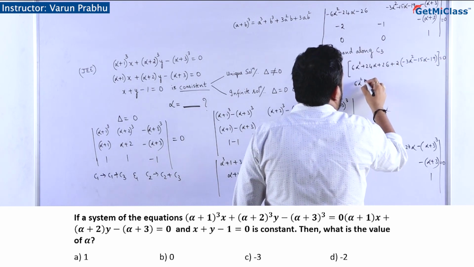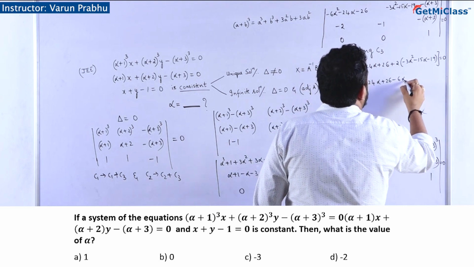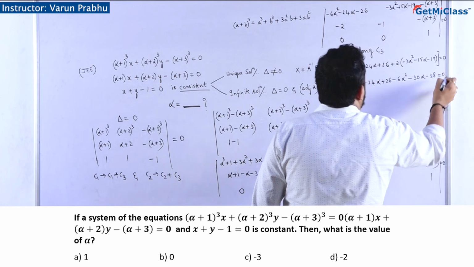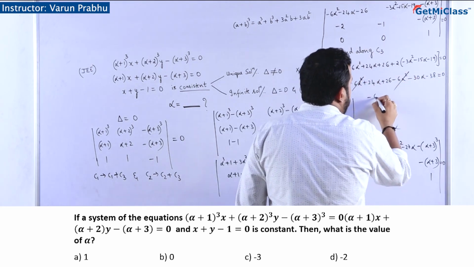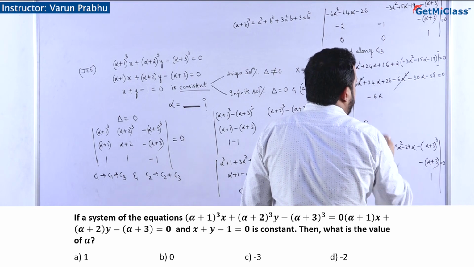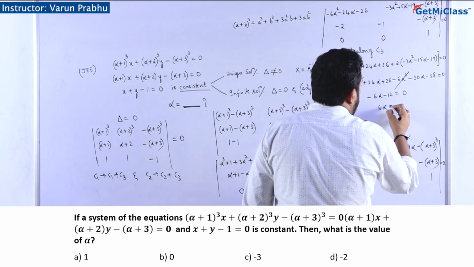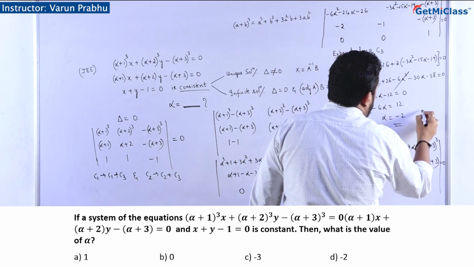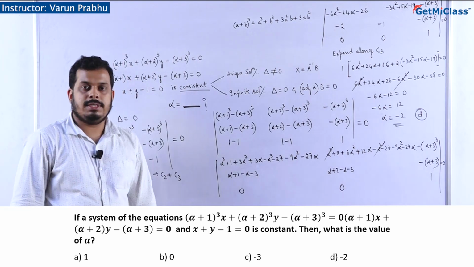So 6 alpha square plus 24 alpha plus 26 minus 6 alpha square minus 30 alpha minus 38 is equal to 0. 6 alpha square and 6 alpha square will get cancelled. Minus 6 alpha minus 12 is equal to 0. So 6 alpha is equal to minus 12, alpha is equal to minus 2. This is the answer to the question, which corresponds to option D. This is an important question.